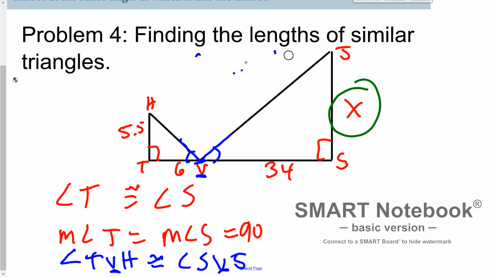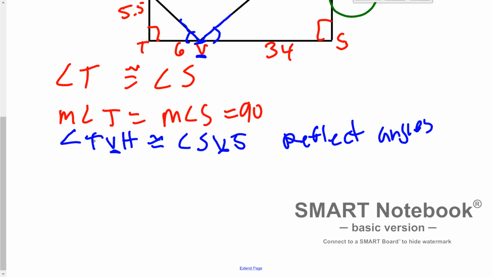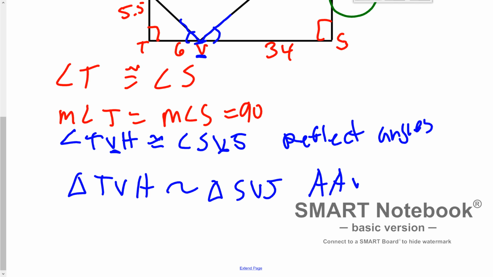All right, so therefore, since both those triangles are congruent, because they're reflecting at the same angles, then I can say that the two triangles, triangle TVH is similar to triangle SVJ by angle similarity. So then I can set up my proportion, right?